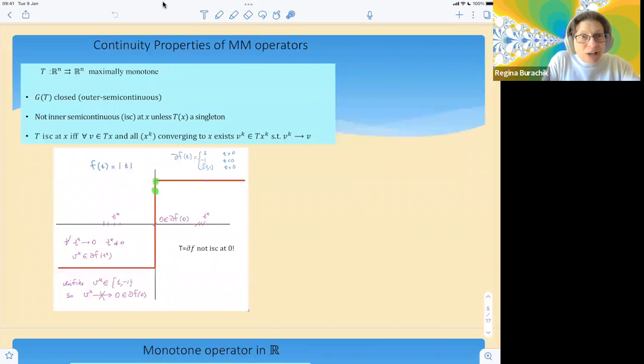As soon as you are here, your algorithm will automatically stop because you got to a point where 0 is in T of x, right? But that is not helpful for you. Why is it not helpful? Because it doesn't tell you that you arrived at the solution, because your second coordinate is -1. It's not 0, right? So you don't know whether you are in a solution or not.